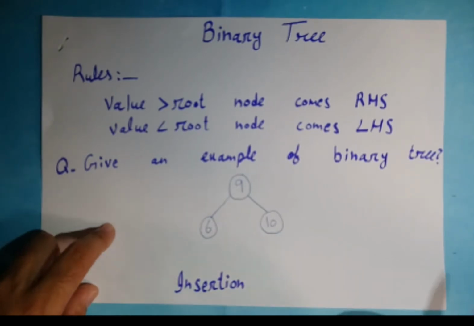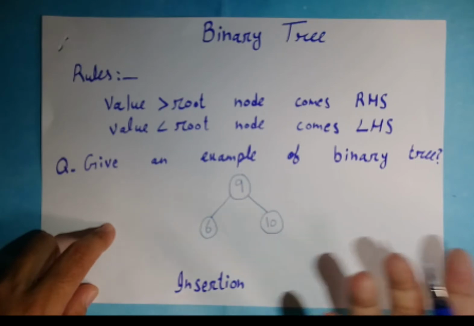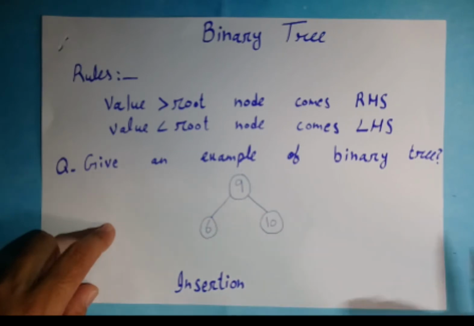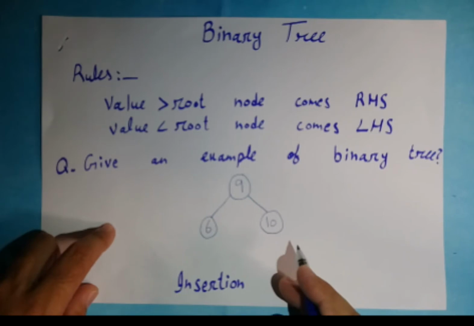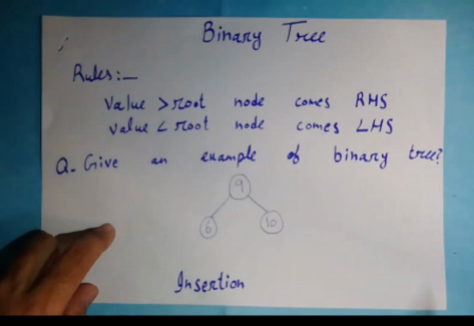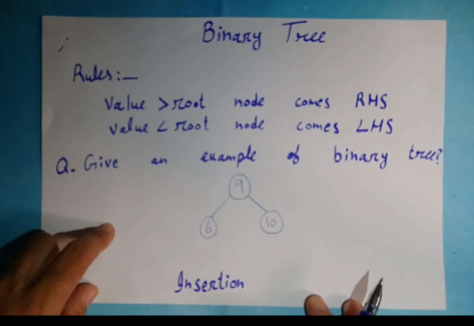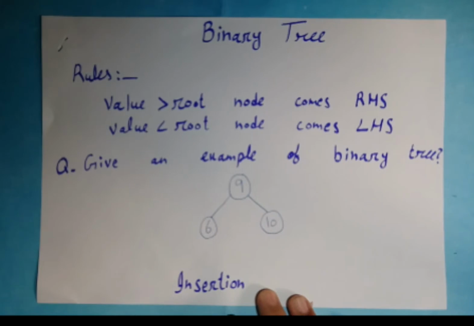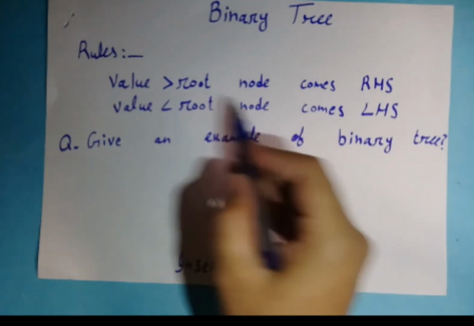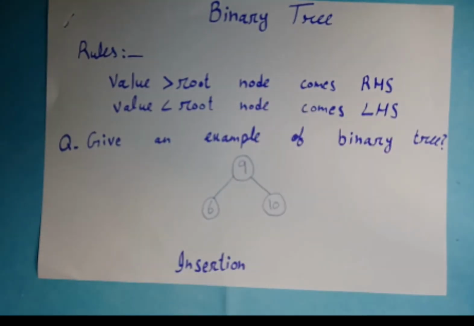So when you are going to make any binary tree, or if in your exam there is a question like give an example or make any binary tree, you just have to remember only two rules, that's it. If the value is less than the value of the root node, it will go on the left hand side, otherwise it goes on the right hand side if the value is greater than the value of the root node. So you can make any values and give an example of the binary tree. You just have to follow these two rules.